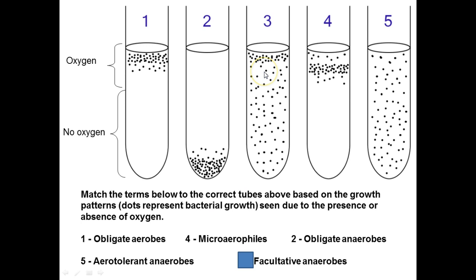So by default, 3 is our facultative anaerobe because you see that greater growth in the aerobic zone, right? Because these guys can generate more energy, because they're going to use glycolysis, Krebs cycle, and electron transport chain. Where down here, they're doing fermentation, right? And they're not generating as much energy in that anaerobic zone.